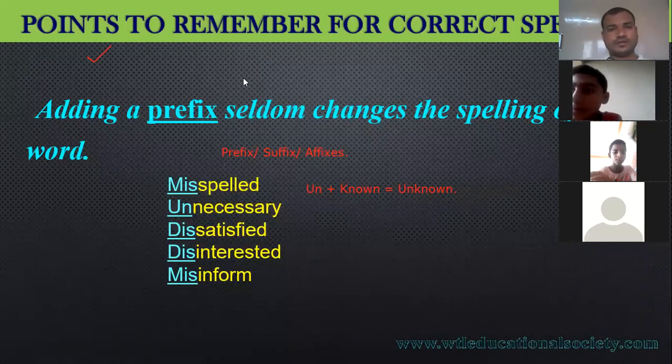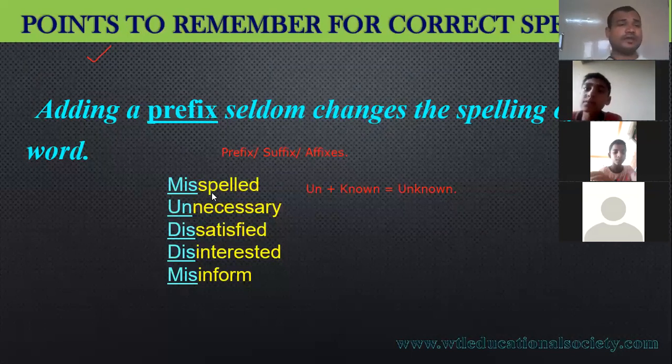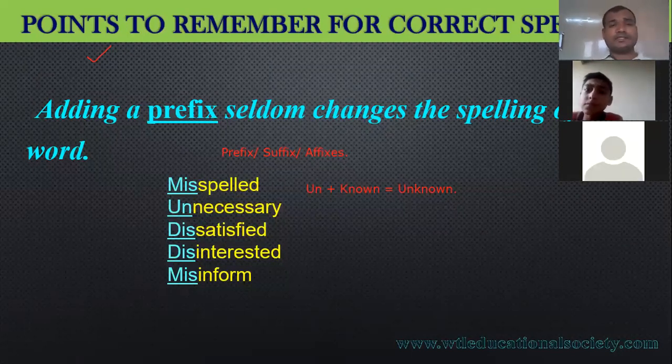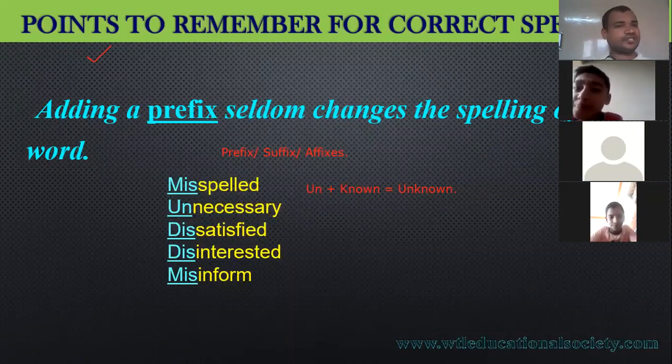Now, if you observe here, is there any change in the spelling? Misspelled, spelled is the same word. No change. Unnecessary, necessary, same word. No change. Next, dissatisfied, satisfied. No change. Yes, Uma Maheswari, tell me, what's your doubt?